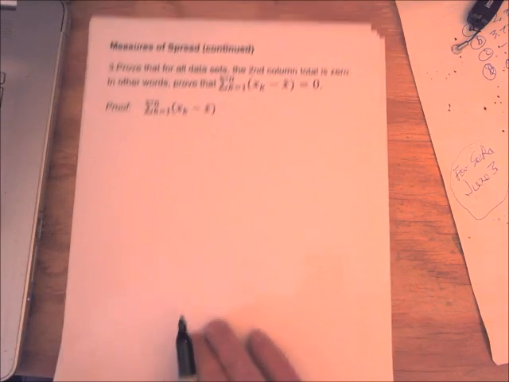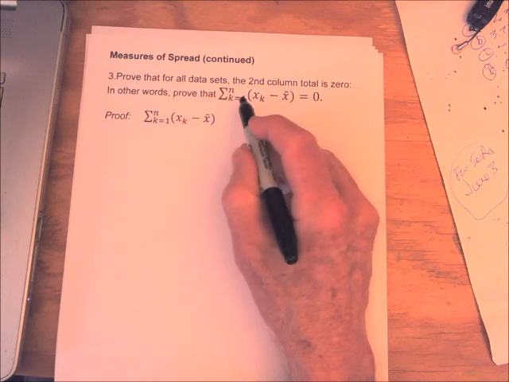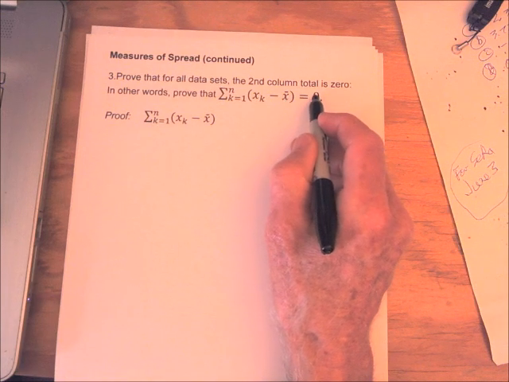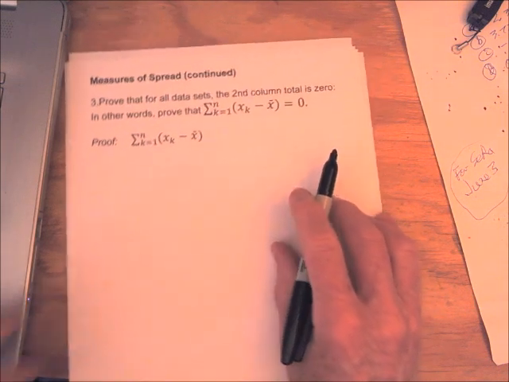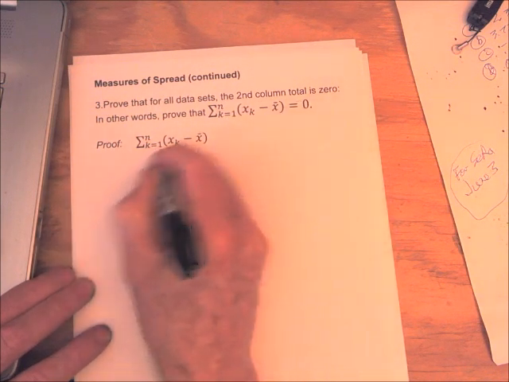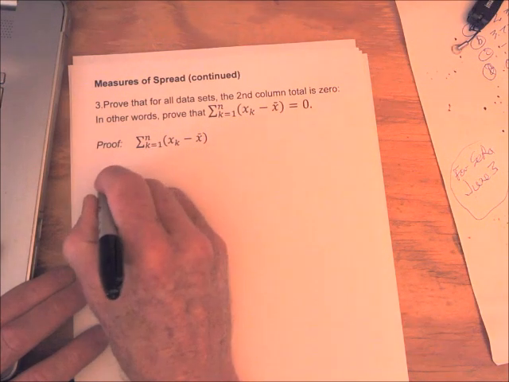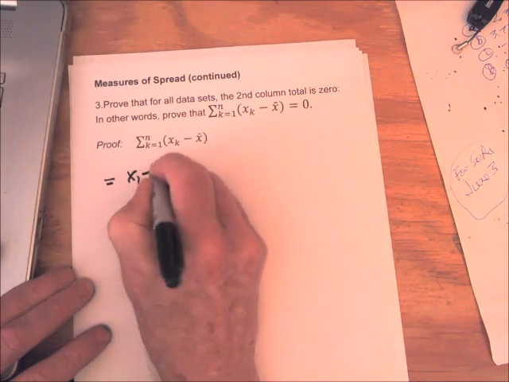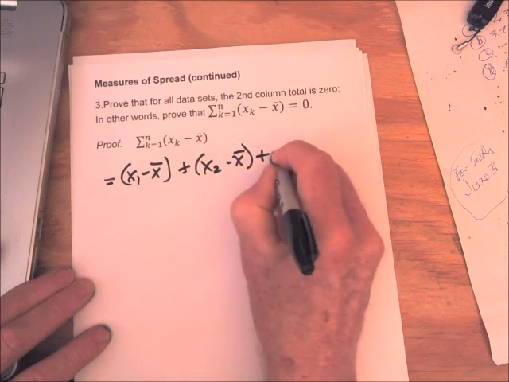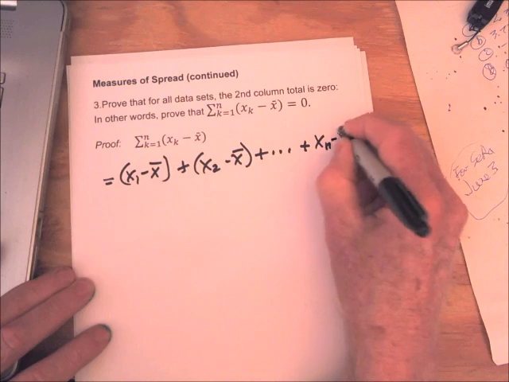This is a proof that for any data set, the second column total is always 0. In other words, the sum as k goes from 1 to n of each score minus the mean has to always equal 0, no matter what. So we're going to start out with the left side and try to manipulate it to get the right side of the equal sign. We start with the sum as k goes from 1 to n of each score minus the mean. We can write this as x1 minus the mean plus x2 minus the mean plus etc., plus the last score minus the mean, xn minus the mean.